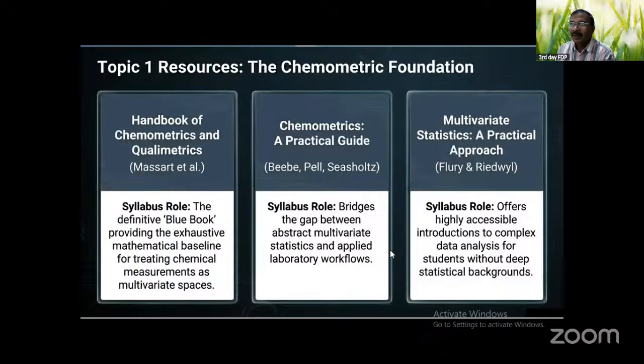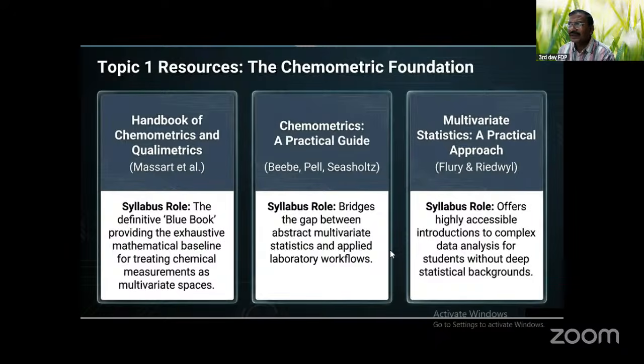Then, what are the reference books or literature available in today's market? First one is Handbook of Chemometrics and Qualimetrics. The role in the syllabus is the definitive blue book providing the exhaustive mathematical baseline for treating chemical measurements as multivariate spaces. Second book is Chemometrics: A Practical Guide, written by B. Fell Sishalt. The role in the syllabus is bridging the gap between abstract multivariate statistics and applied laboratory workflows.